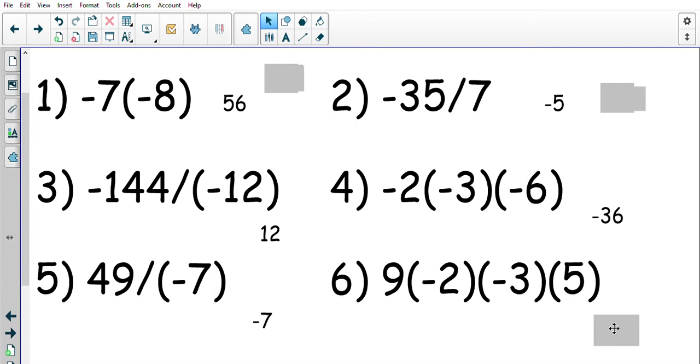And finally, number 6. We have 2 negative numbers, which is an even number. Our answer will be positive. What I did when I did this mentally was I did 9 times 3 to get 27, 2 times 5 for 10. That will get us 270.